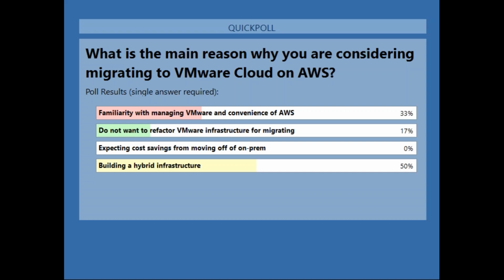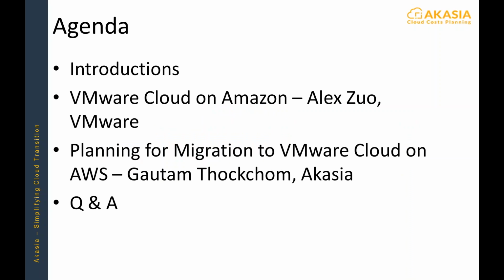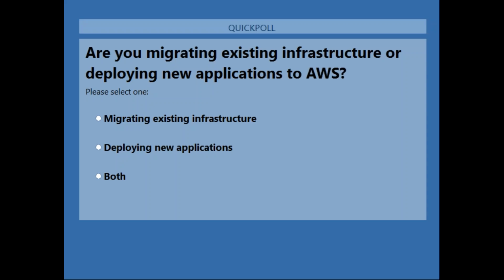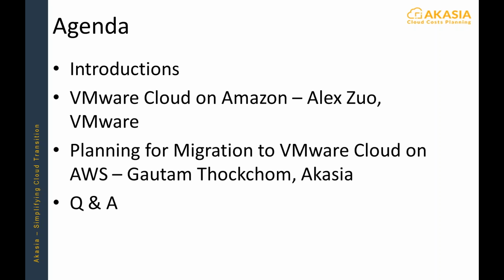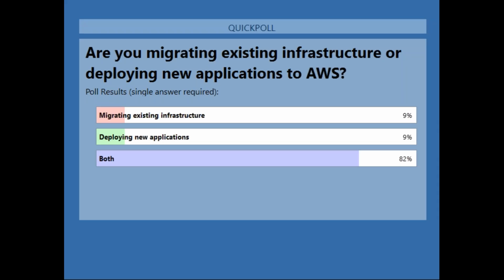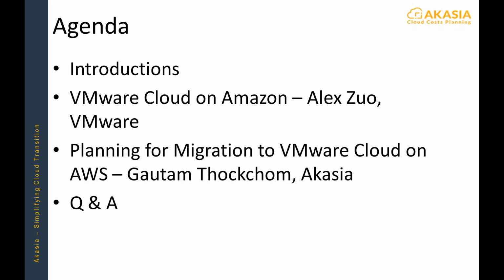Second poll is, are you migrating existing infrastructure to VMware Cloud on Amazon or deploying new applications? All right, it sounds as if everybody who wanted to vote has voted, and I'll share this. Overwhelmingly, you're thinking of doing both, migrating existing infrastructure as well as deploying new applications. Great, and one last yes or no question.